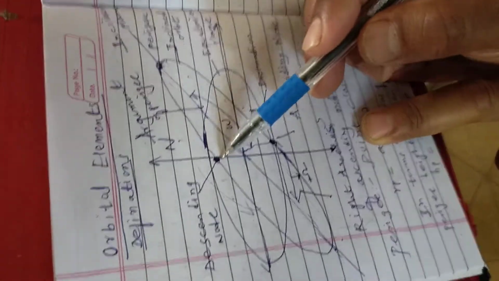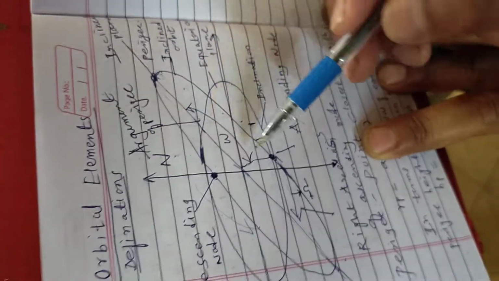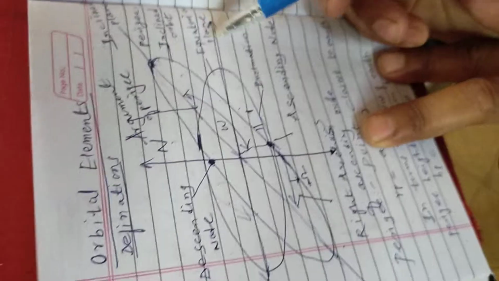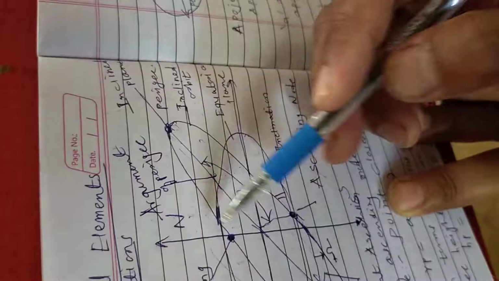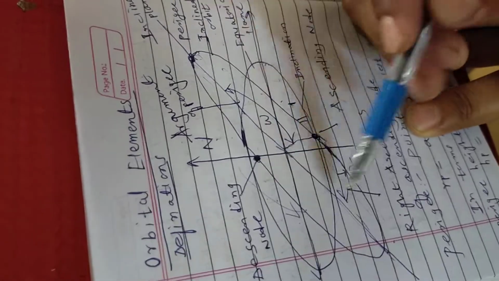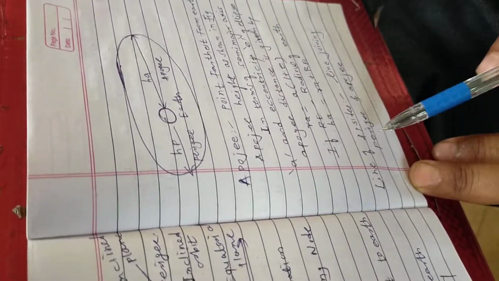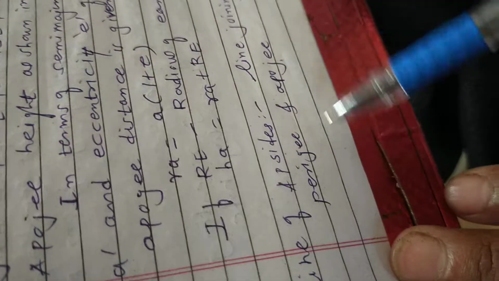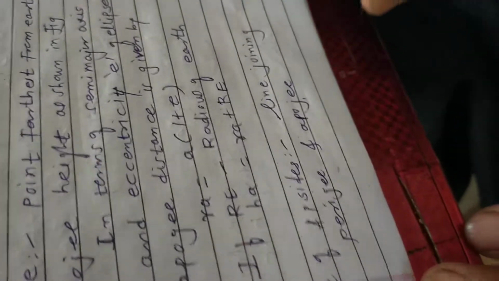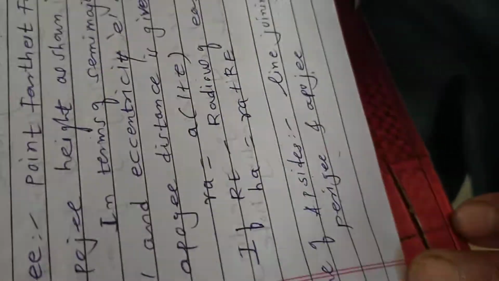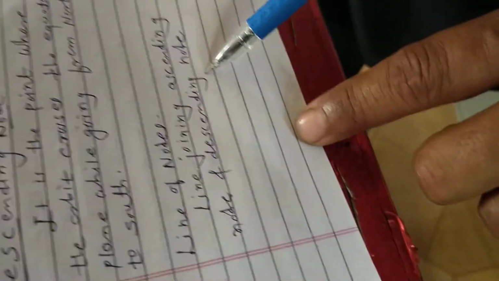The descending node is the point of intersection of the equatorial plane and the inclined plane when the satellite is moving from north to south. Then the line of apsides: the line joining the perigee and apogee is called the line of apsides. Next is the line of nodes. The line joining the ascending and descending nodes is also called the line of nodes.